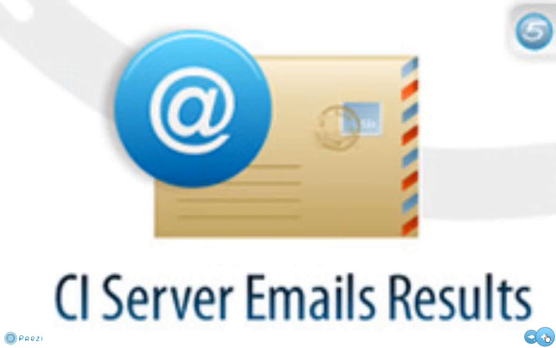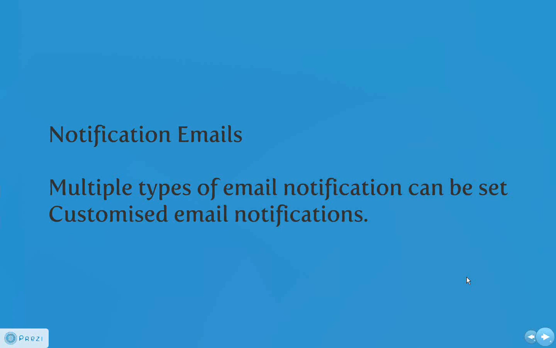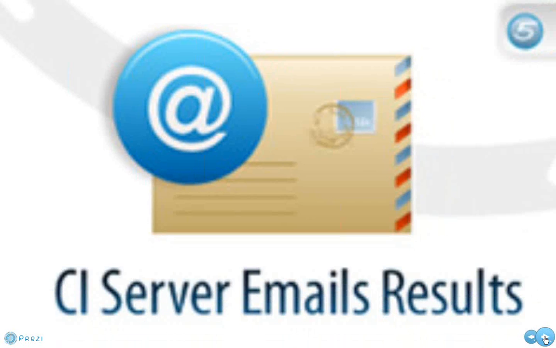So this notification can be of multiple types: email notification, then you can have a lamp which can be put in your area, or a simple Firefox notification which is integrated with Jenkins. So you can customize your email notification as per your need. Suppose you want to write your own text, you can customize it. So this is what we cover with the CI email results.